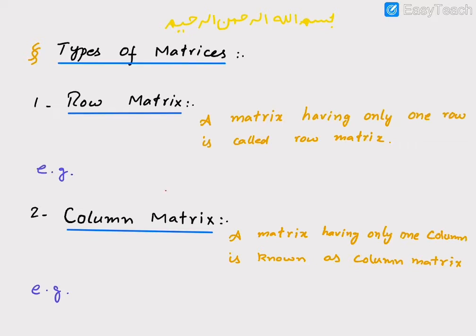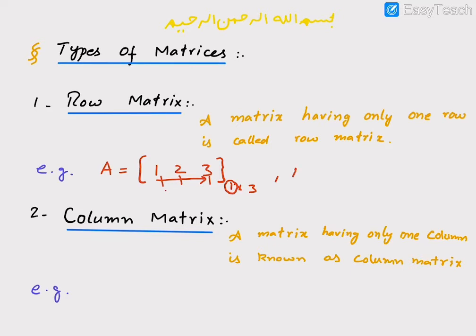First type is row matrix. A matrix having only one row is called row matrix. For example, A is equal to [1 2 3]. See, what is the order of this matrix? 1 row and 3 columns. Columns don't matter. It may be 1, maybe 2, maybe 3, but row must be 1. So this row is 1. If row is 1, then it is called row matrix.